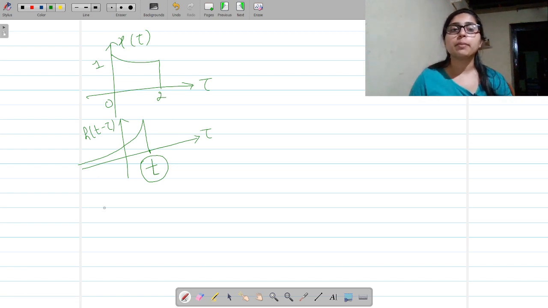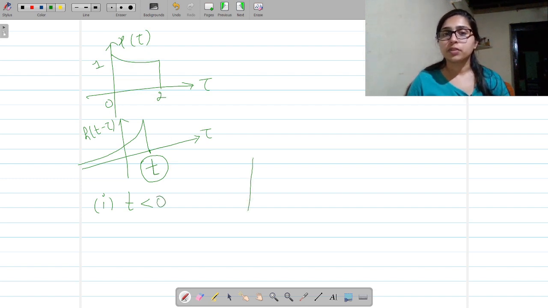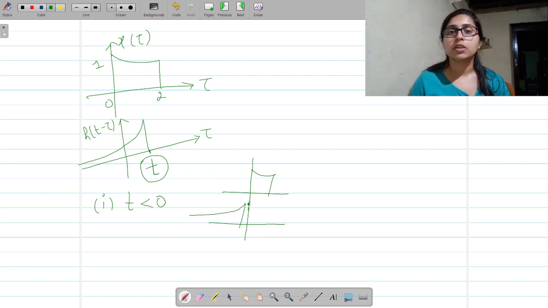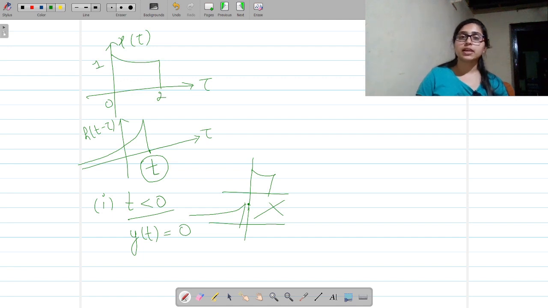Okay, so suppose I am taking the first case, that is t less than 0. See here, this is my x of tau. Now if my t comes somewhere here, less than 0, is there any overlapping region between these two? No, there is no overlapping region. So now I can write y of t is equal to 0. This is the first case.